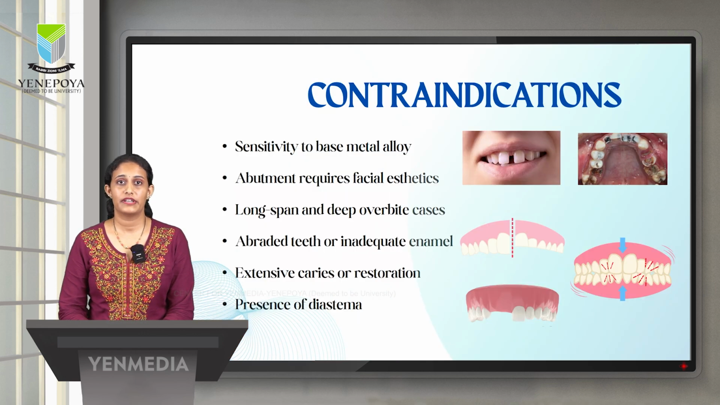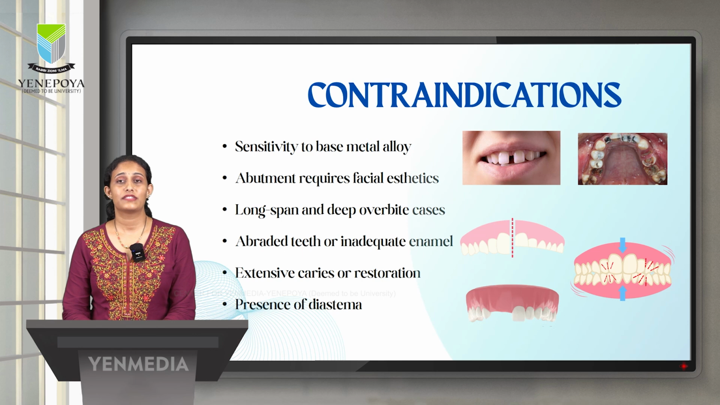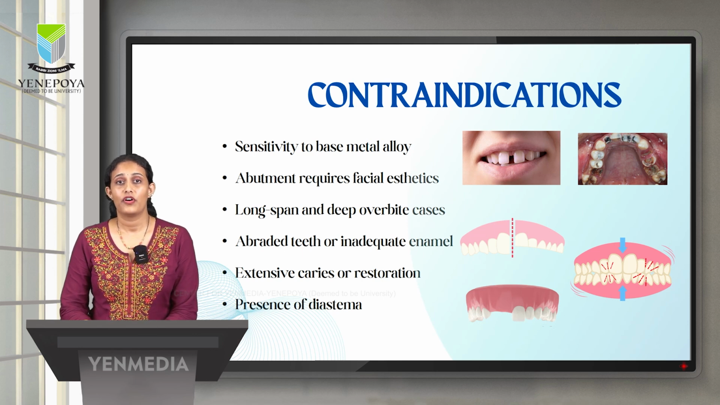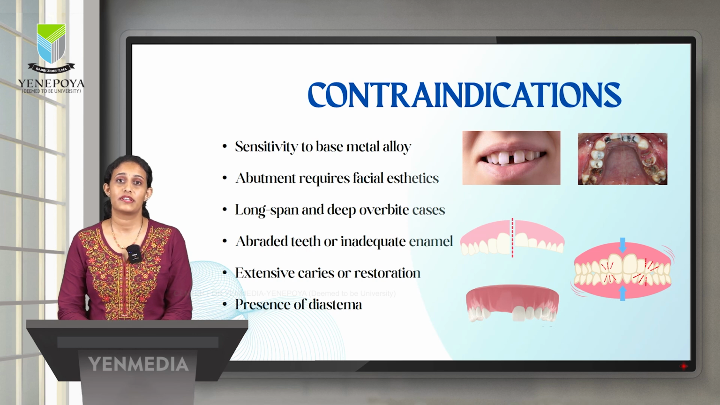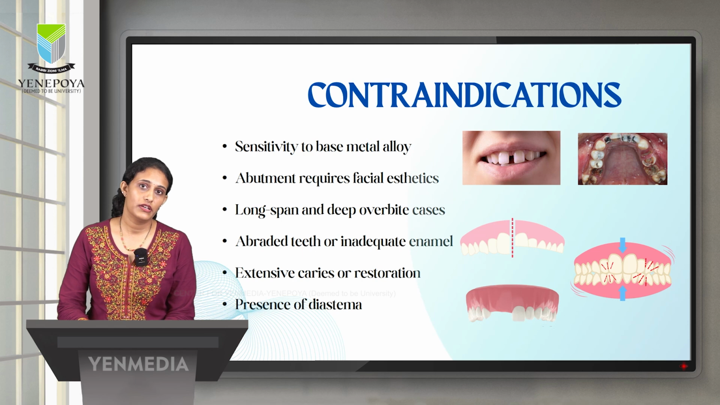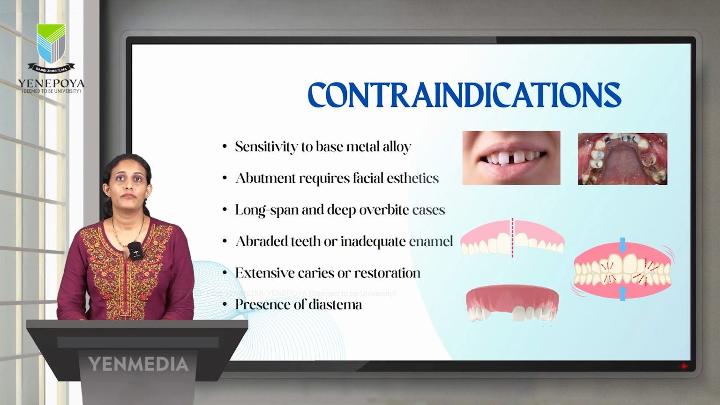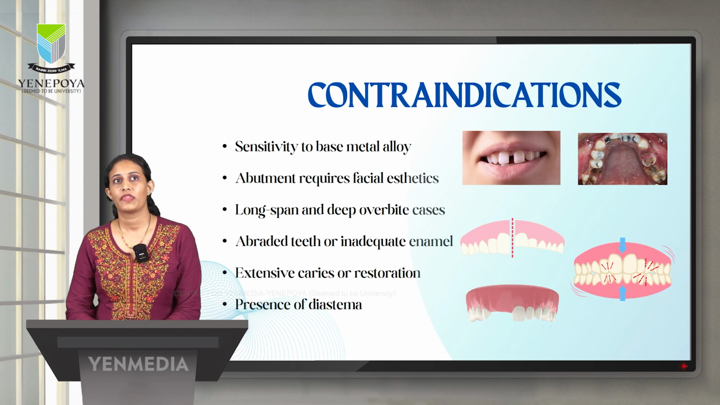Moving on to the contraindications, or where you cannot give a resin bonded bridge, the first one would be sensitivity to base metal alloy. Of course, we have different types of materials that can be used in a resin bonded bridge which do not require a metal alloy, but most of the bridges contain metal and you cannot use them in patients who have sensitivity to base metal alloy.